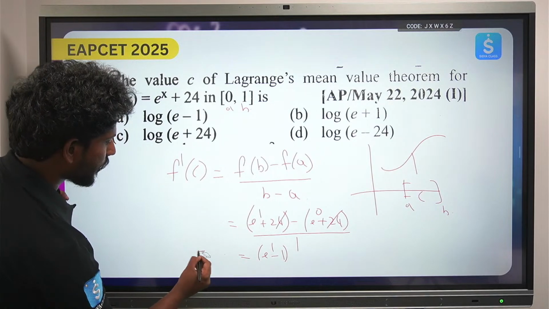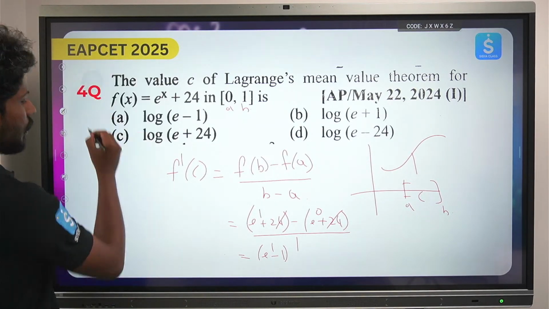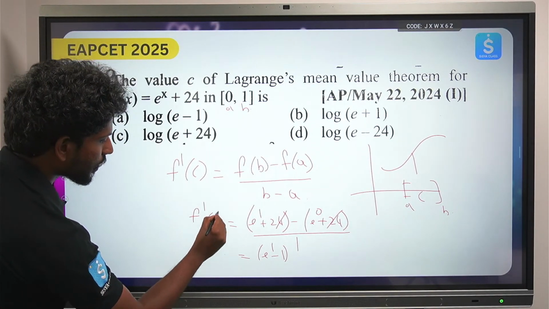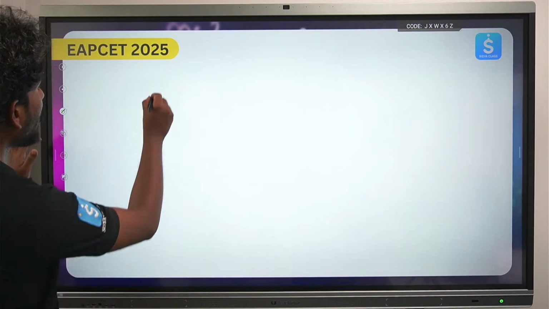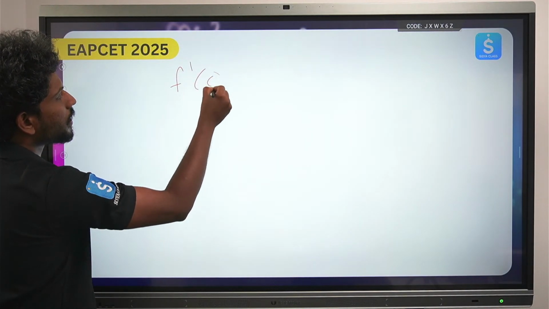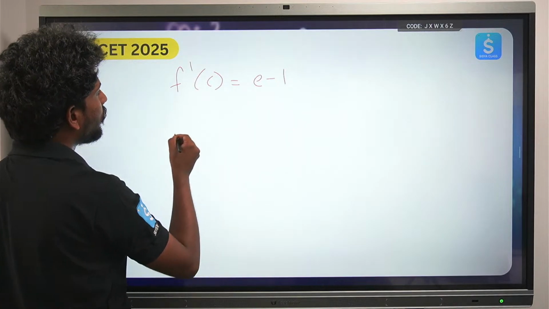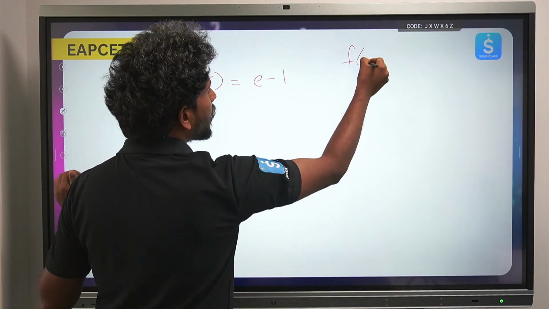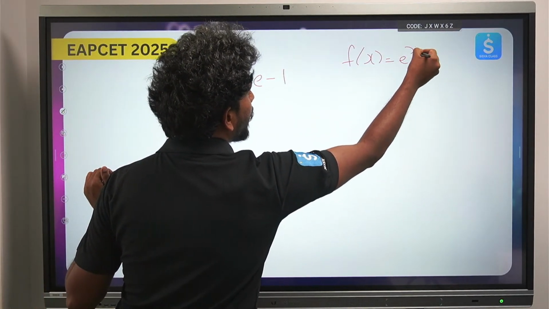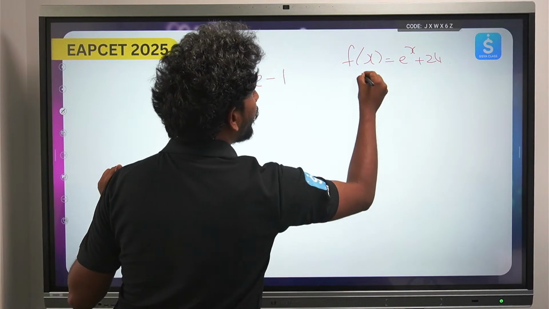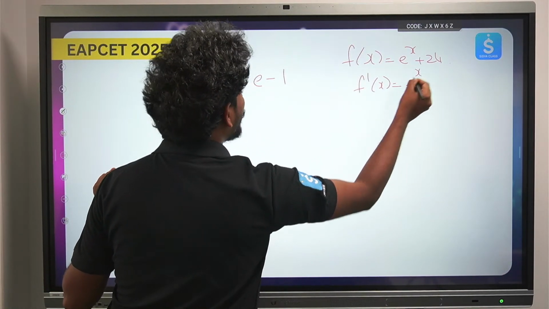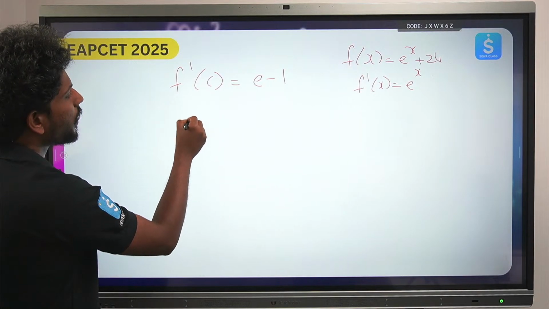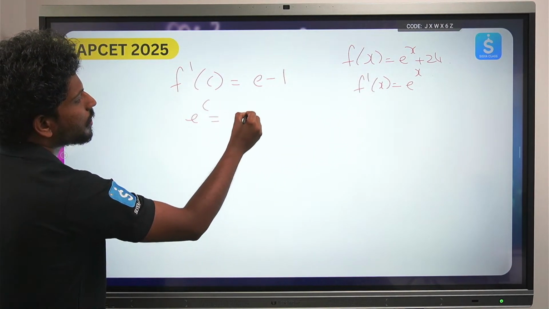Okay, so let's just keep this as f dash of c itself. So f dash of c is equal to e power e minus 1. So finally I got f dash of c is equal to e minus 1. But what is f of x? f of x equals e power x plus 24. What will be f dash of x? That will be e power x, right? So what will be f dash of c? That will be e power c is equal to e minus 1.